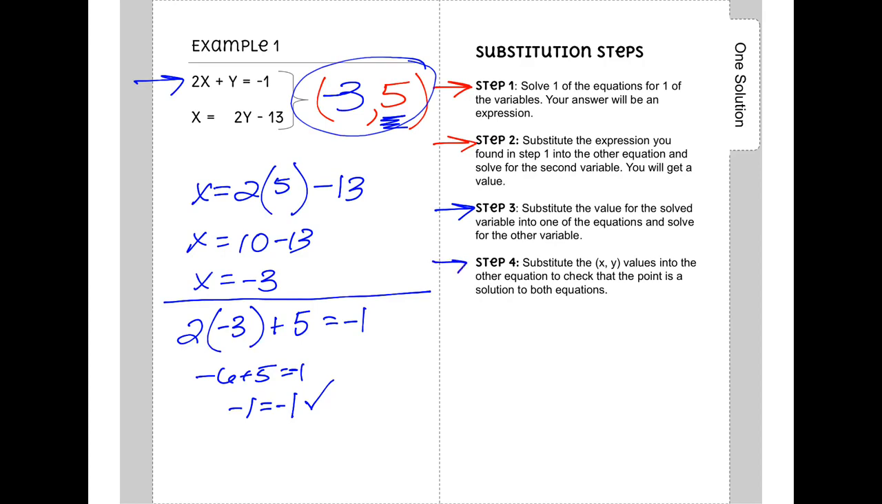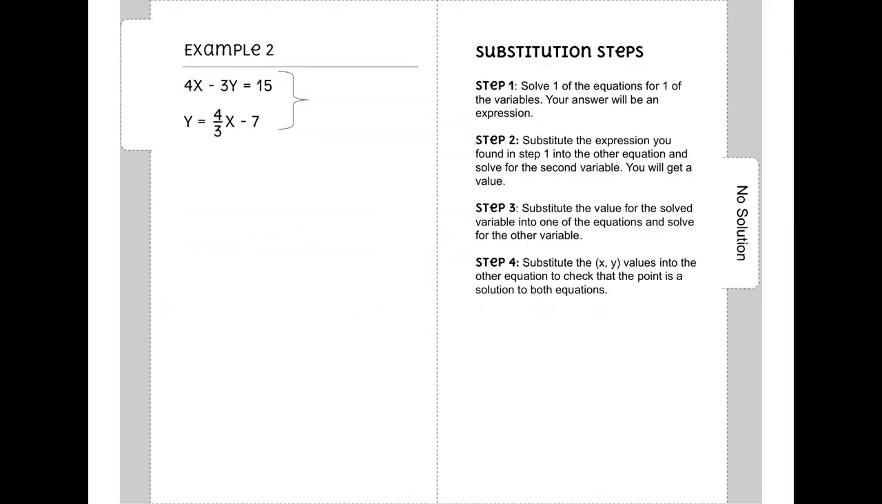So we just completed step number 4. Substitute those values into the other equation and check that the point's a solution to both equations. This is what it looks like when we solve a system of equations that has one solution. These steps all kind of make sense. But let's take a look at a system that has no solution and see what that looks like algebraically.